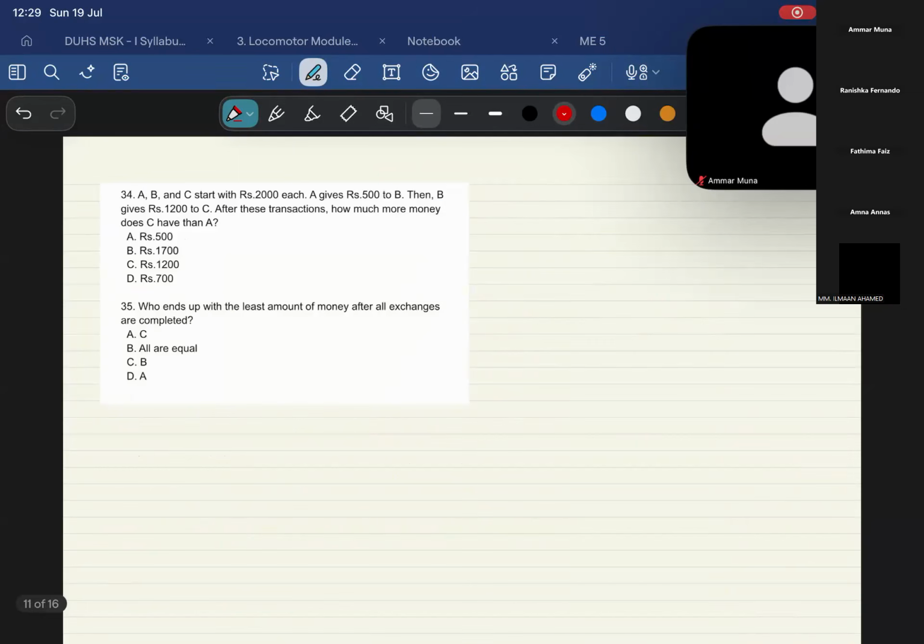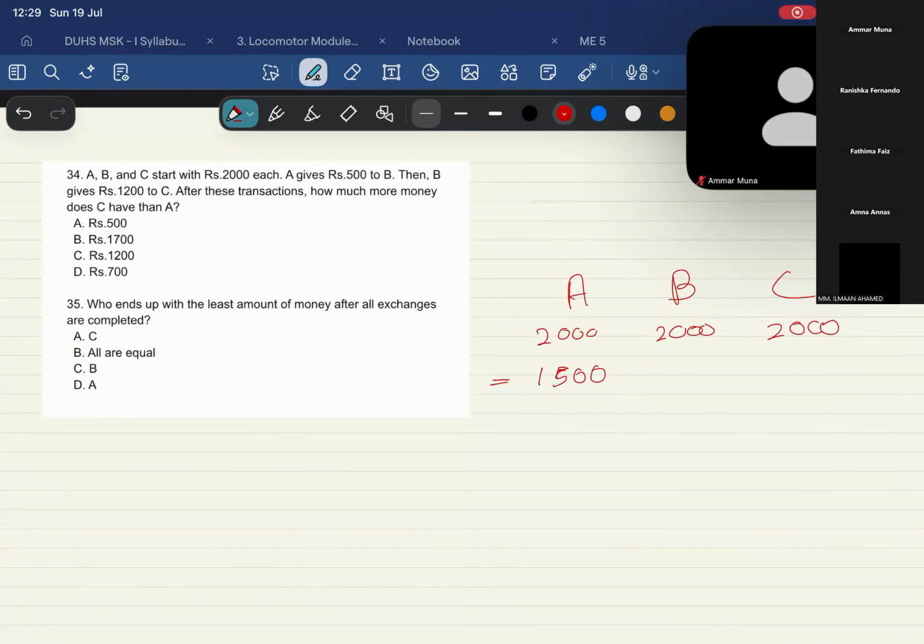Question 34. A, B, and C start with rupees 2,000 each. A gives 500 to B, right? So we have three people, A, B, and C. And they all start with rupees 2,000. So 2000, 2000, 2000. So this is the first statement. A gives rupees 500 to B. So how much does A have now? 1500, because he gave 500 to B. And how much does B have now? 2500.